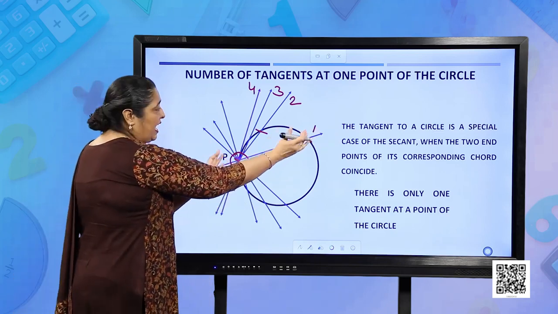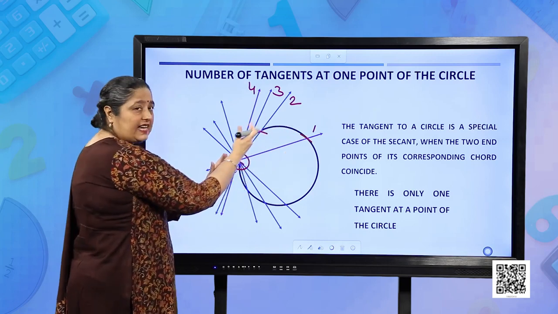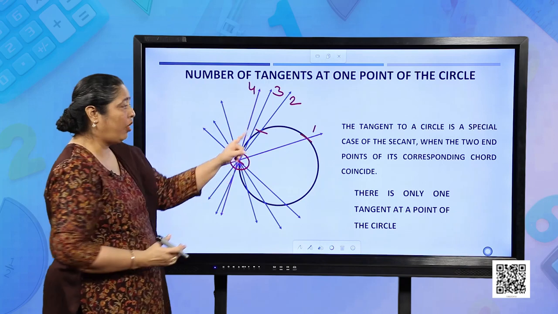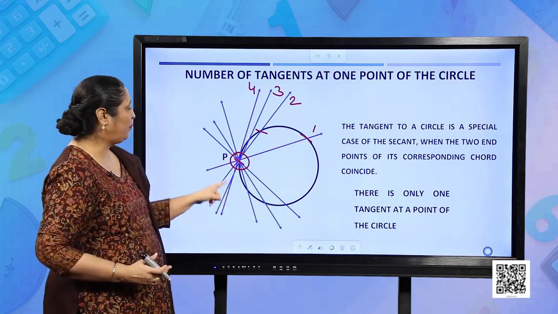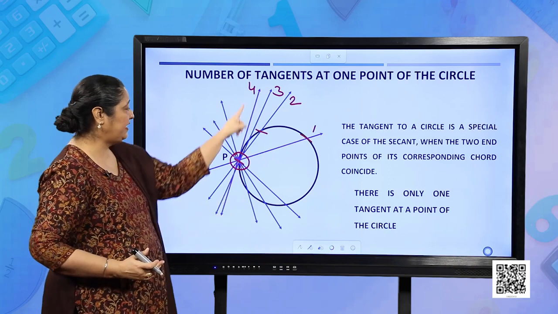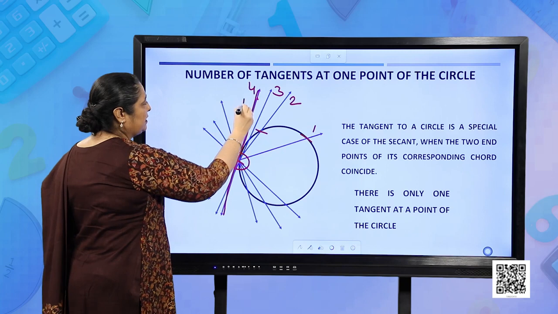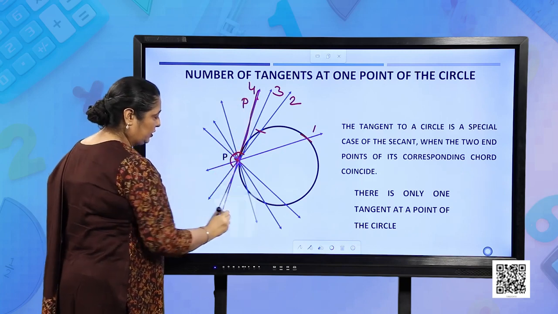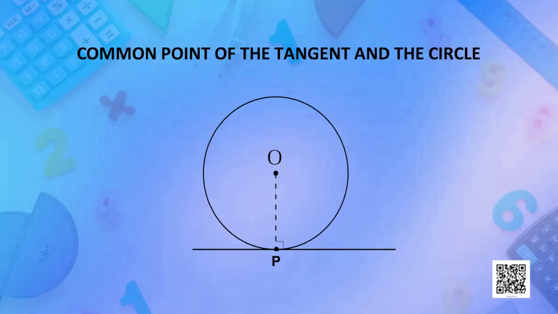This is a secant and the end points coincide. The end points are coinciding with each other and they form a tangent. So, there is only one tangent at the point on the circle. This is one tangent. Let me name it as P and Q. So, we have only one tangent.